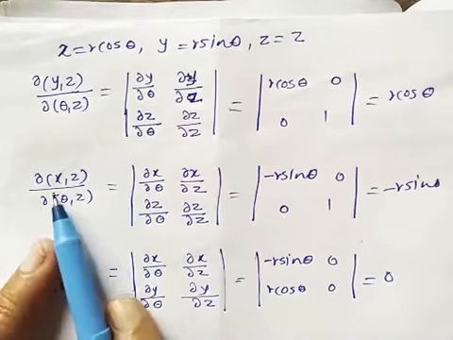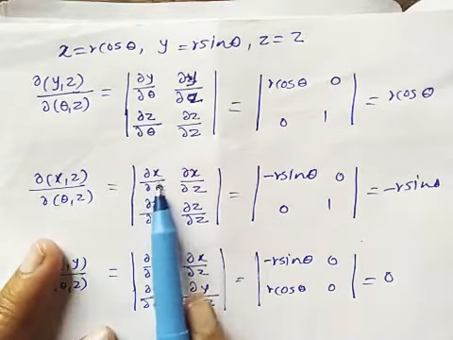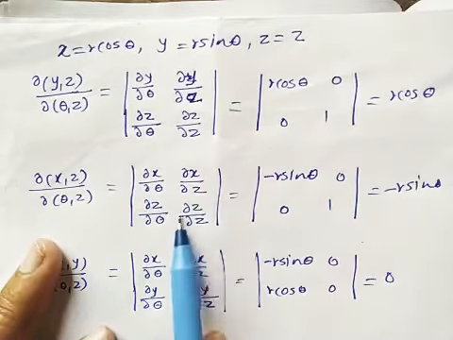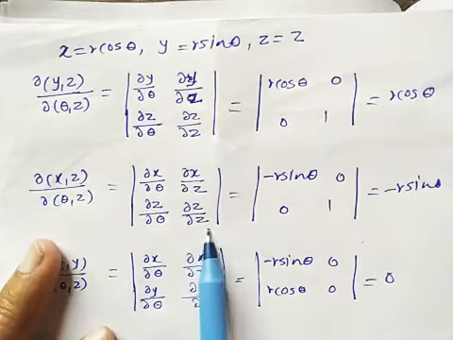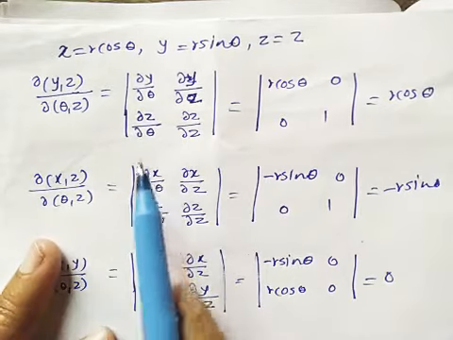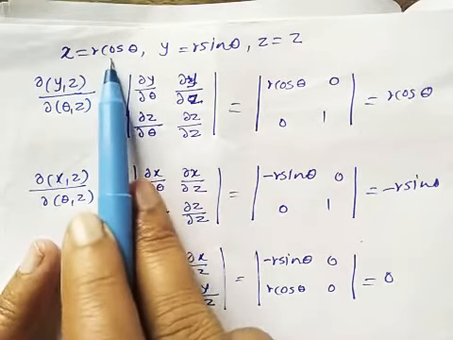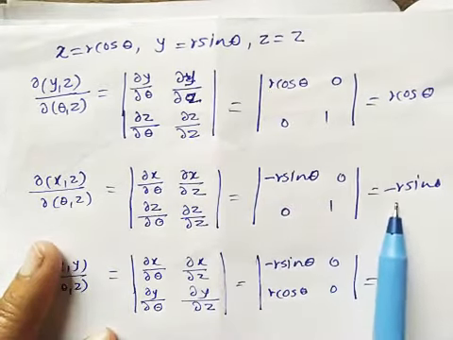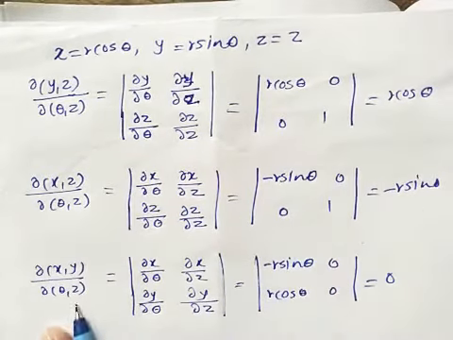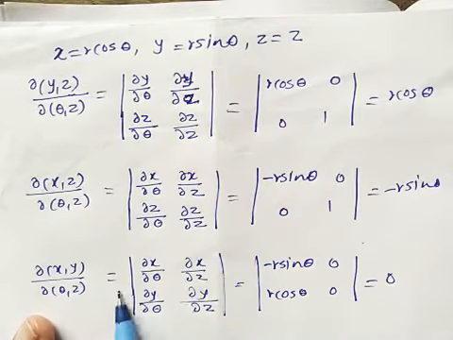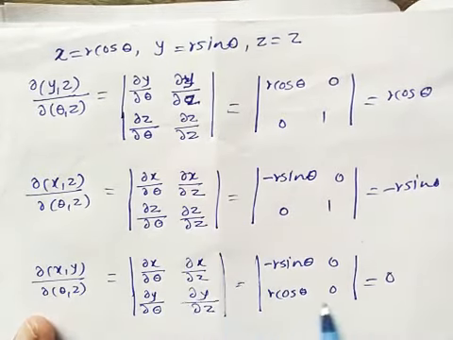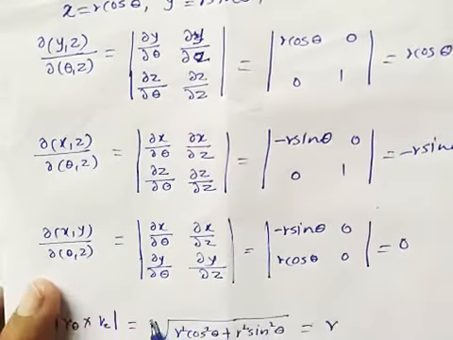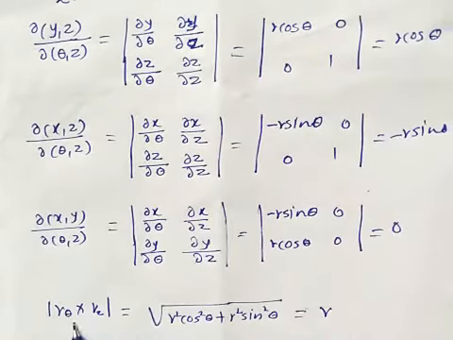Next, dA by xz upon dA by theta z is the determinant of dA by x by dA by theta, dA by x by dA by z, dA by z by dA by theta, dA by z by dA by z. dA by x by dA by theta, the partial derivative with respect to theta, is minus r sin theta. dA by x by dA by z is 0, dA by z by dA by theta is 0, dA by z by dA by z is 1. Its determinant is minus r sin theta. Last, dA by xy upon dA by theta z, these are partial derivatives, is 0.